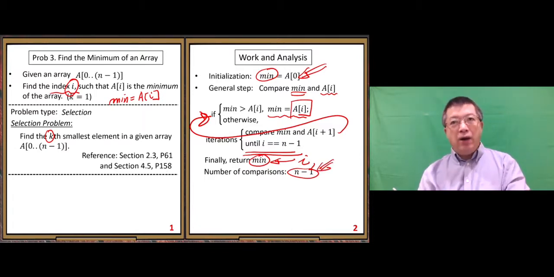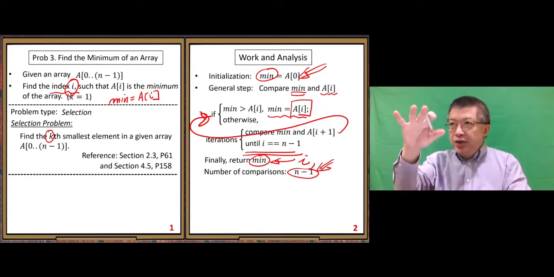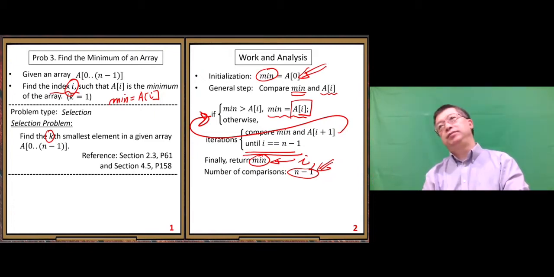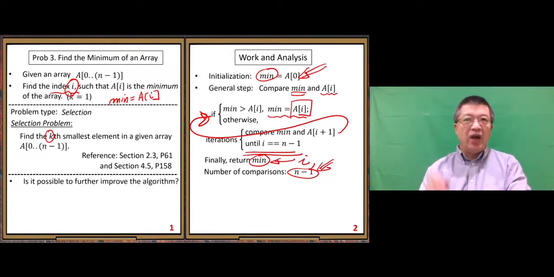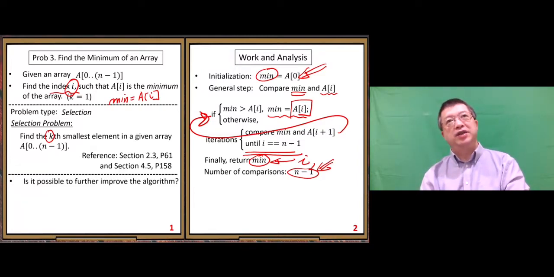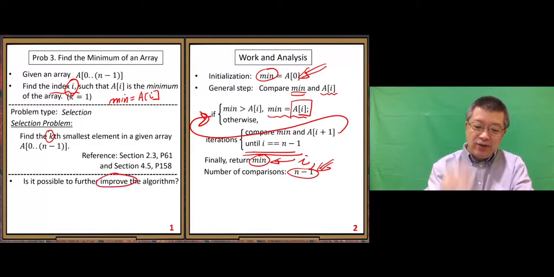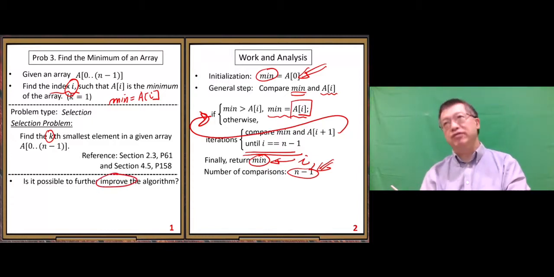Now we finish solution and analysis. Next, discussion. For our discussion, we ask this question. That's the common question we ask when we solve an algorithm problem. Is it possible to further improve the algorithm? We want to see if we can improve this algorithm or not. Is this the best one we can get? That's important.